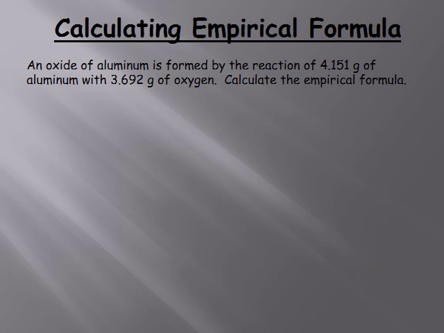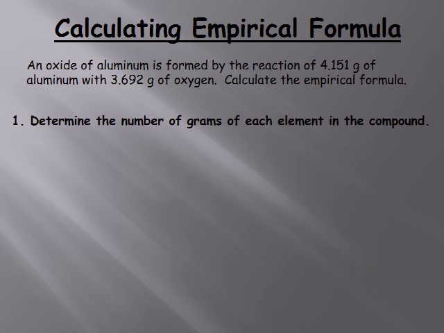Okay, so now we look at how to calculate an empirical formula. An oxide of aluminium is formed by the reaction of 4.15 grams of aluminium and 3.69 grams of oxygen. So our job is to calculate the empirical formula. So the first thing you have to do is determine the number of grams of each element in the compound. For this question, it's pretty straightforward. You've got 4.15 grams of aluminium and 3.69 grams of oxygen.